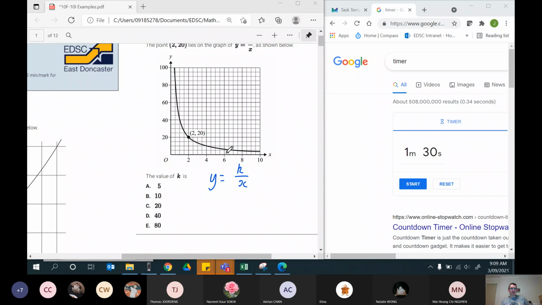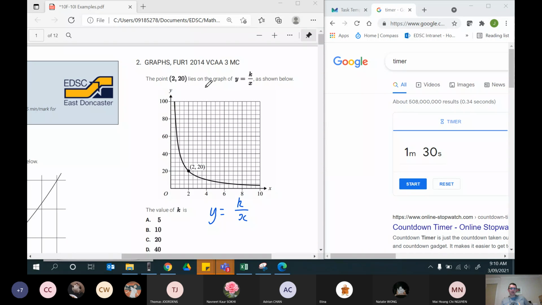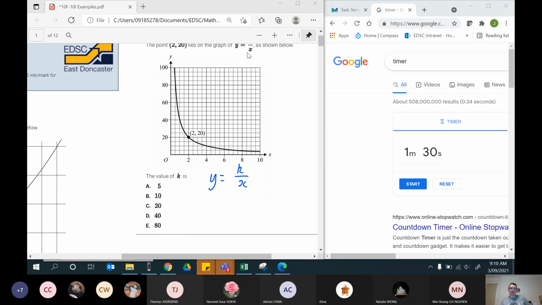Okay, let's look at this question. So the point (2, 20) lies on the graph of y equals k on x as shown below. We want to find the value of k. Again, the things I look at here are my axes and intercepts. It is x and it is y. So this is the value of x and this is the value of y.